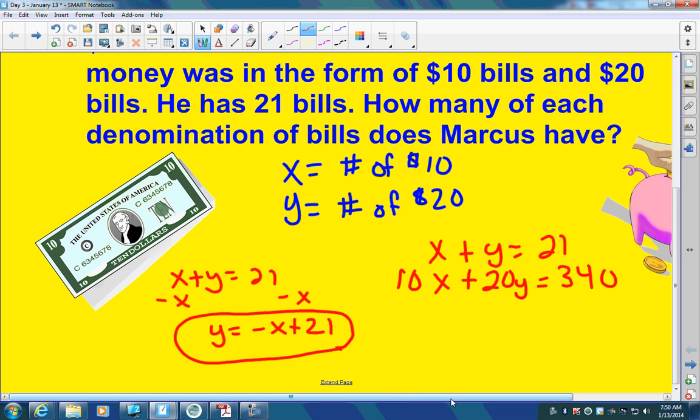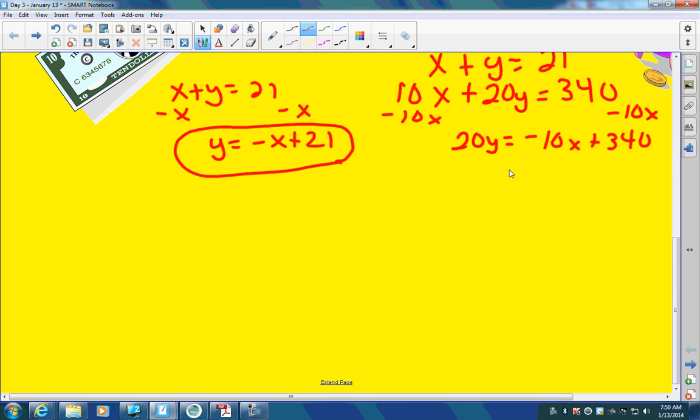Honestly, what I would do is take the second equation and solve it for y as well. I would subtract 10x from each side and get 20y equals negative 10x plus 340. Then I would divide by 20. Here's why. Y equals, now if you struggle with the fractions, no worries.